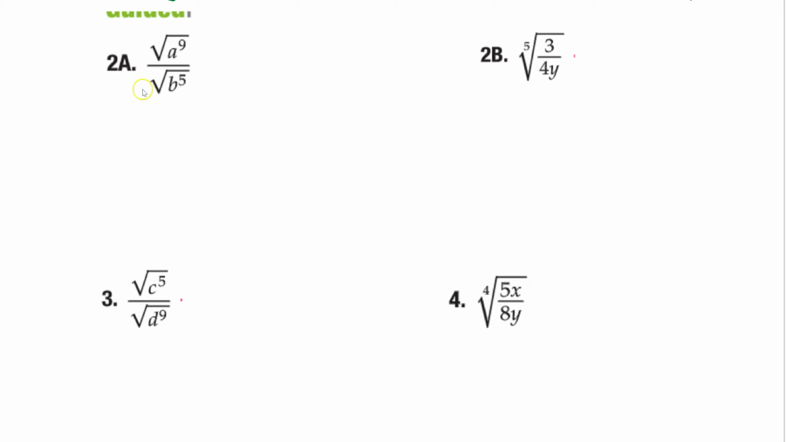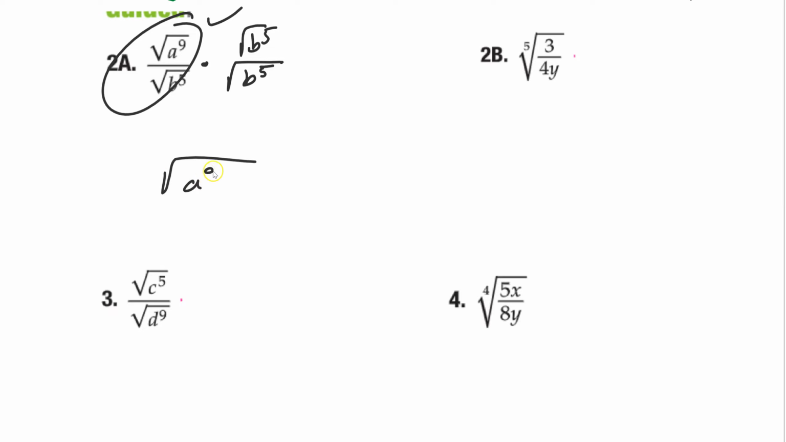Anyway, this one, again, if they want me to rationalize it, just multiply both top and bottom by the bottom. Let's see if it works out. Again, I'm fine with this. That's a good answer, but if they want me to rationalize it, I'll rationalize it. So I'm going to get a to the 9th b to the 5th all over square root of b to the 10th. You can simplify both of these. Remember it's the 2.